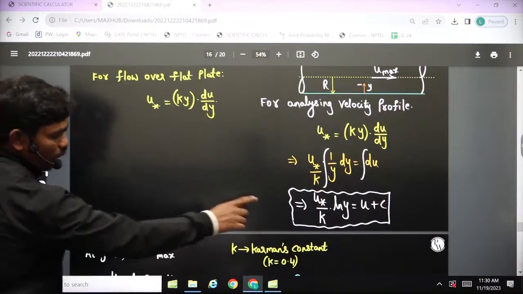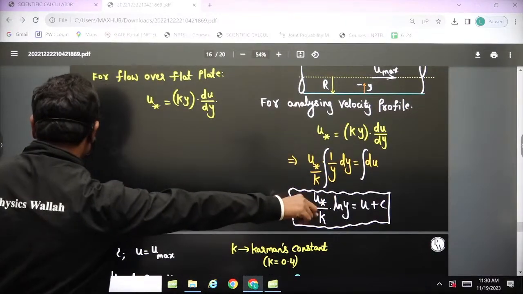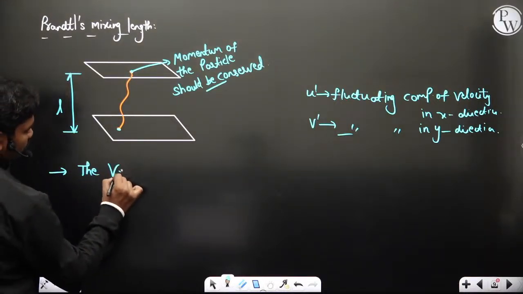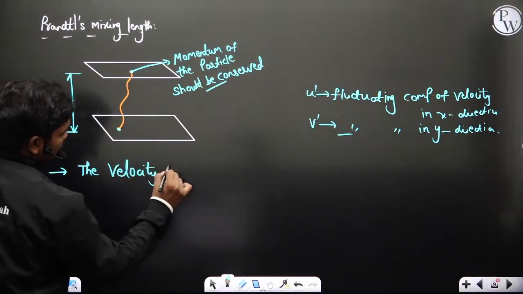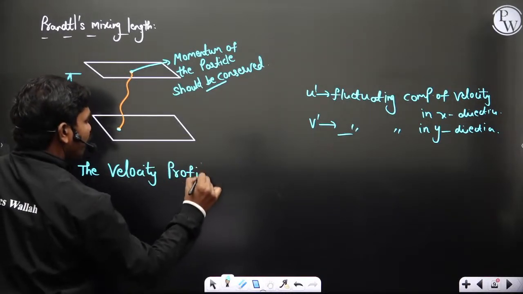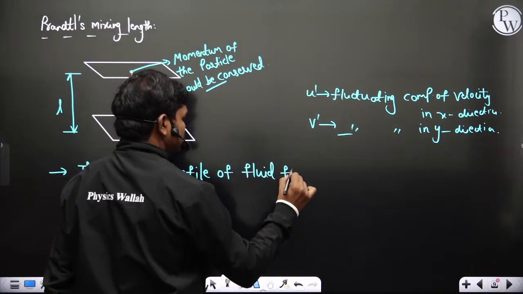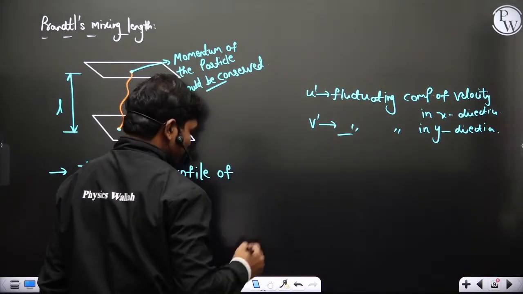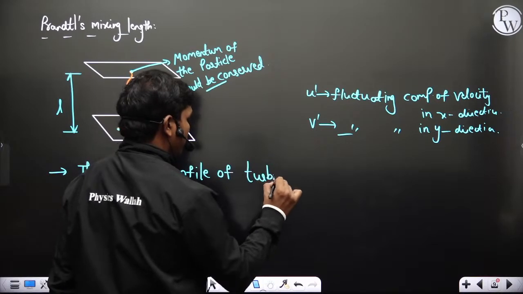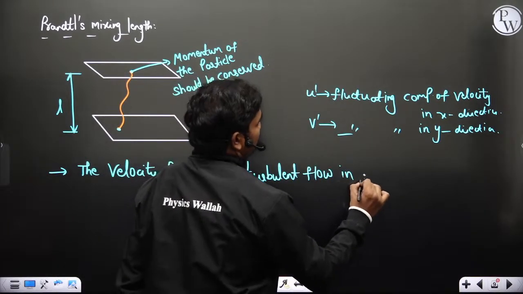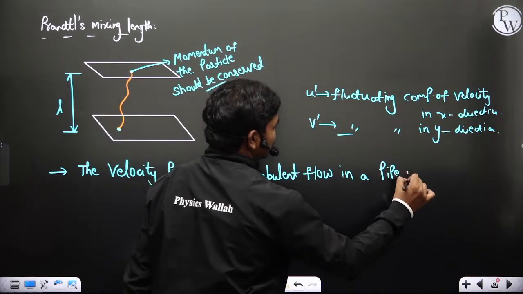So after a bit of analysis, you will find the velocity profile of turbulent fluid flow in a pipe is logarithmic.